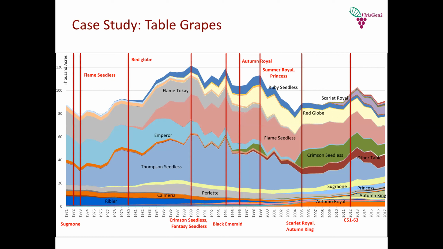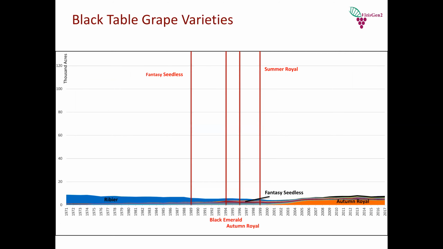So these are all table grape varieties in California from 1971 until 2017. I highlighted the major ones. The red lines and the varieties in red are the major varieties that have been released, along with the time of their release. There have been a lot more varieties that have come to the market, but not all of them are on this graph, just because it was getting busy already. And so you can see, now I'll go by color because it's easier to see.